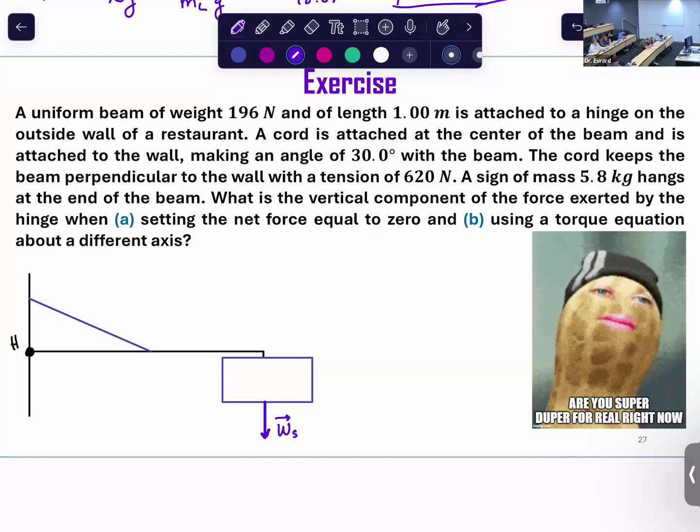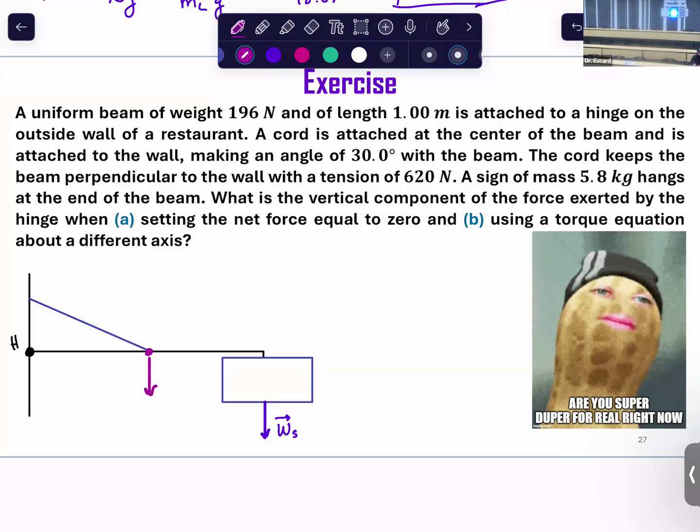If you take into account the weight of the beam, where is it gonna be? It's gonna be centered at the middle. Why? It's uniform and symmetric, so the center of mass is right in the center.